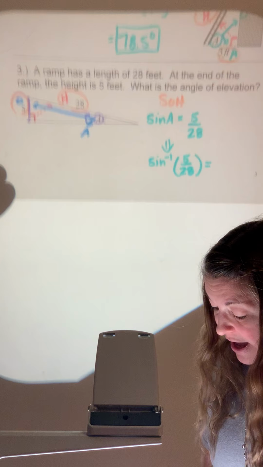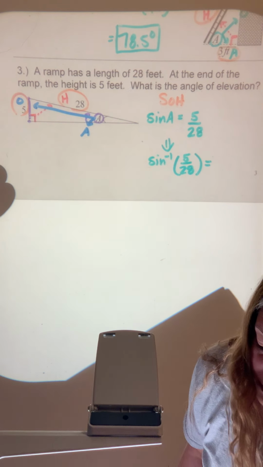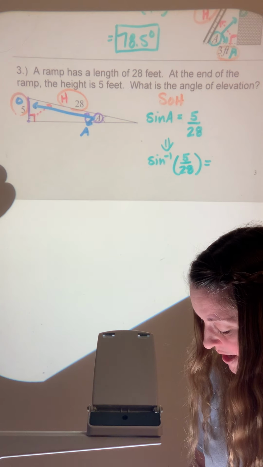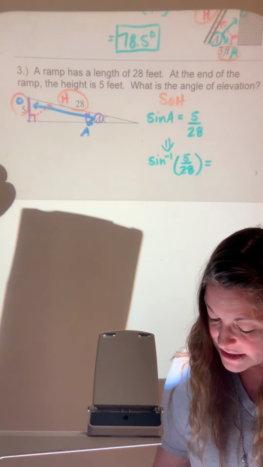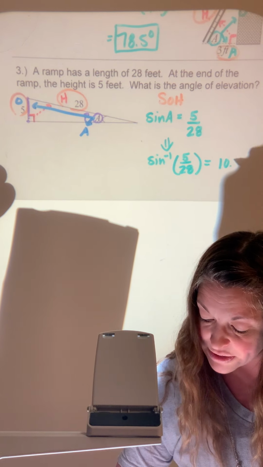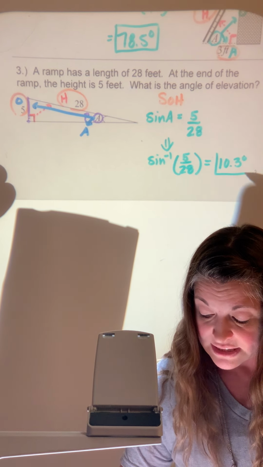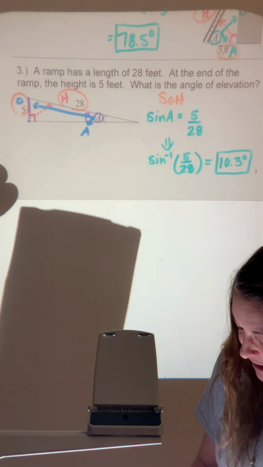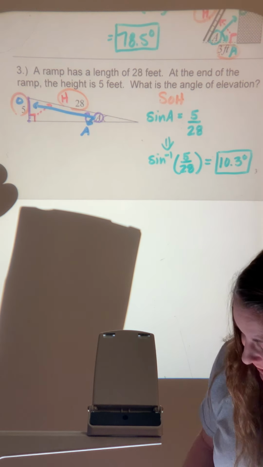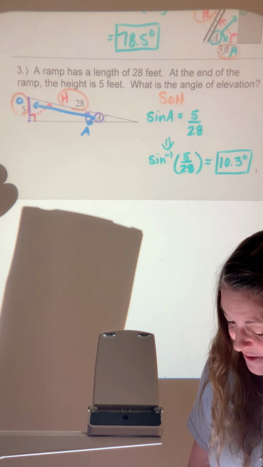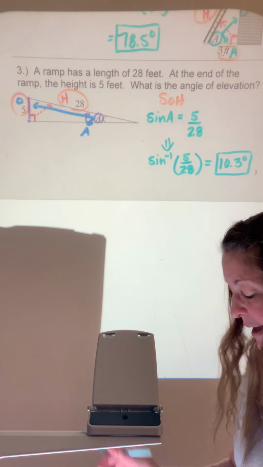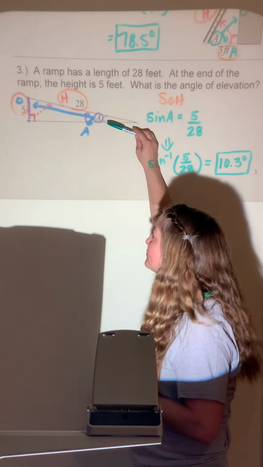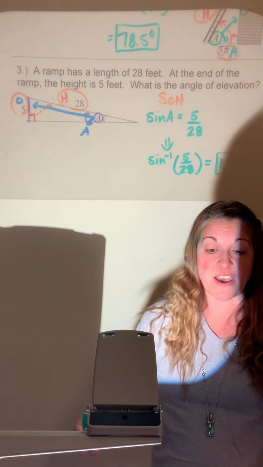So we're going to do our second sine, 5 divided by 28, and that will give us 10.3 degrees. Now, definitely smaller than the other two examples that we had. However, it does make sense that we can't have something too high, or we wouldn't be able to wheel anything up there, okay? So this is how we find our angle.